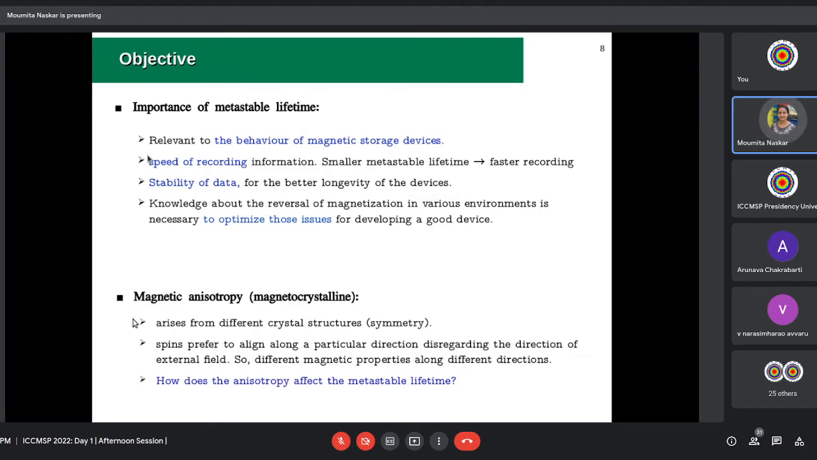Now we are interested in magnetic anisotropy, basically the magnetocrystalline anisotropy, because it plays a crucial role in magnetic behaviors, and it generally arises from different crystal structures. Due to this anisotropy, spins prefer to align along a particular direction, often disregarding the direction of the external field, and so the system possesses different magnetic properties along different directions. So it's important to study such an effect. How does this anisotropy affect the metastable lifetime?